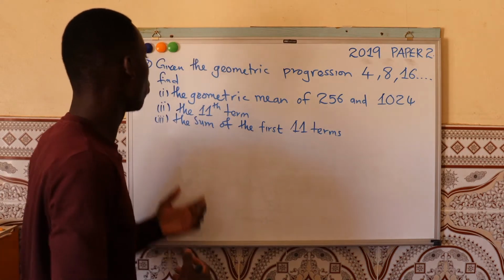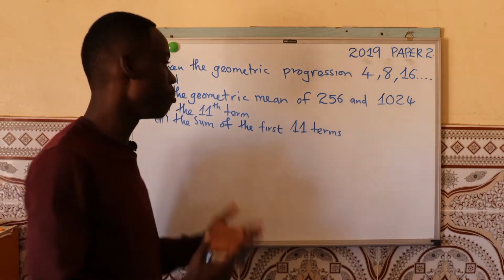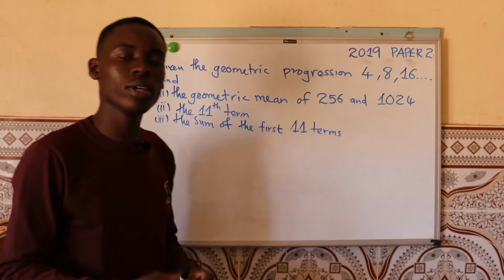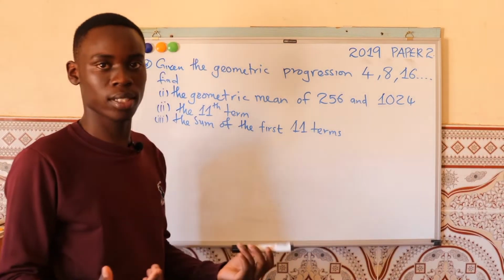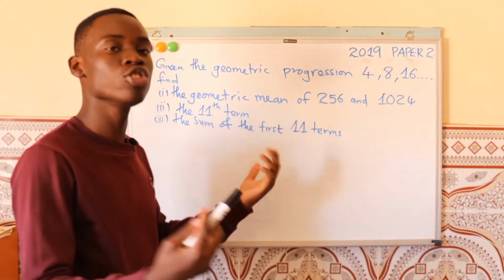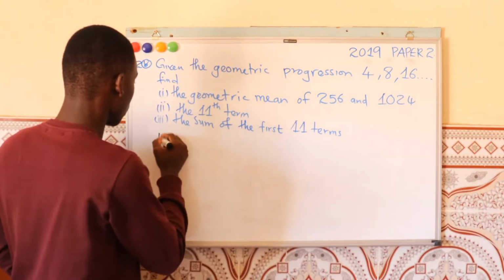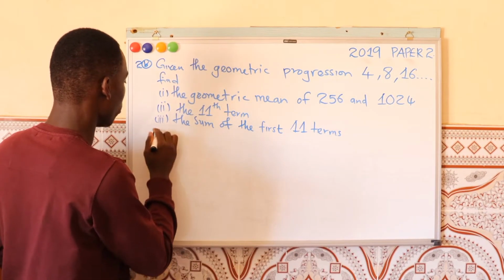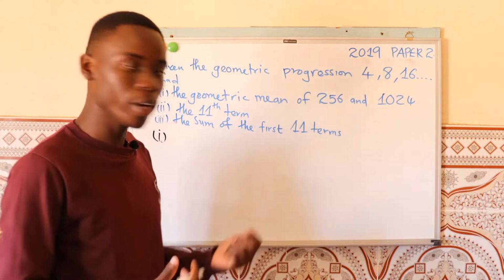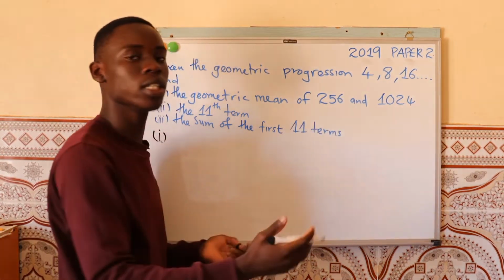Now you realize that whenever you are solving questions that deal with geometric progression, and mainly in mathematics, you always have to master the formulas. You have to know them by heart. So in our case, how do you calculate the geometric mean? What is the formula? I'll try to explain a little bit about geometric progression. We already know that the common ratio of a geometric progression is always constant.